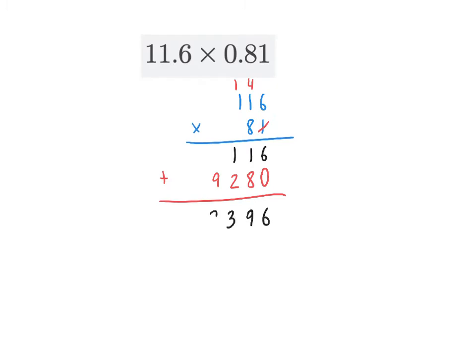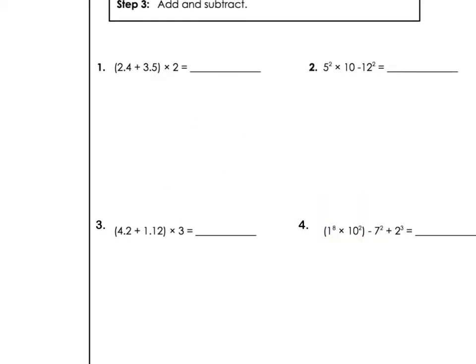Now, where does the decimal go? Put your answer in to show me where the decimal goes. Remember, it would go 1, 2, 3 spaces. So move that decimal, start at the end, 1, 2, 3 spaces. So my answer would be 9.396.